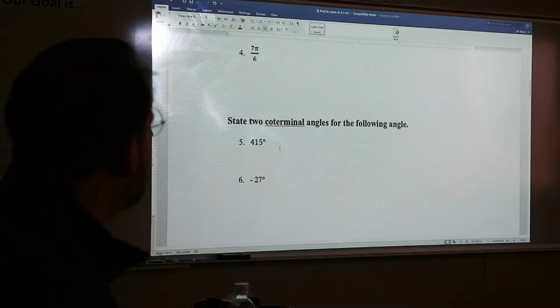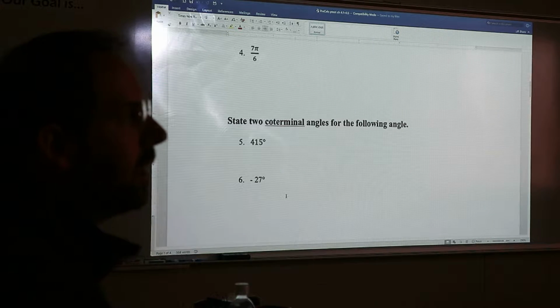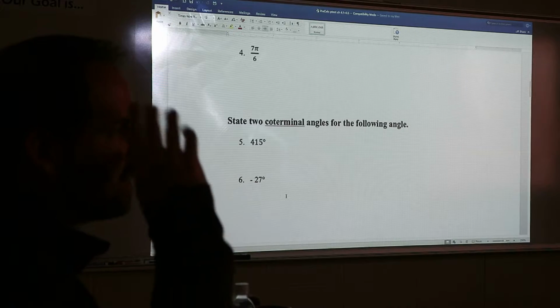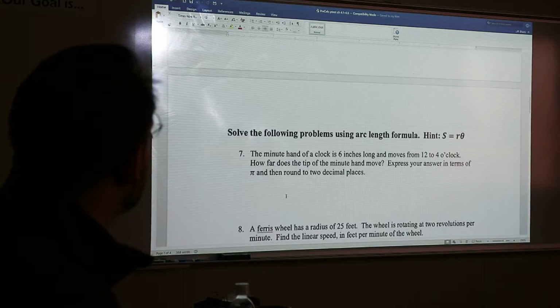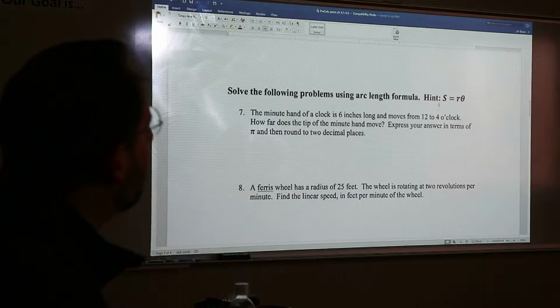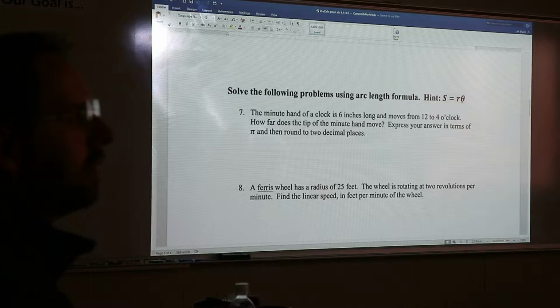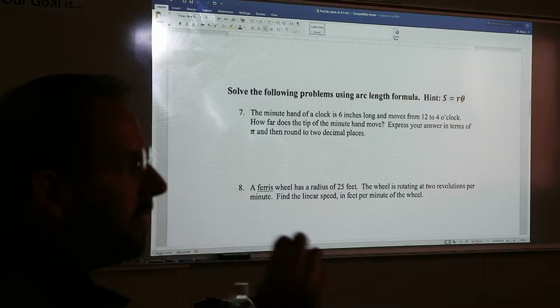5 and 6, remember you need 2 answers per problem. You're finding coterminal angles, add and subtract. The next, 7 and 8, the formula is on the actual practice guide. It will be there test day.